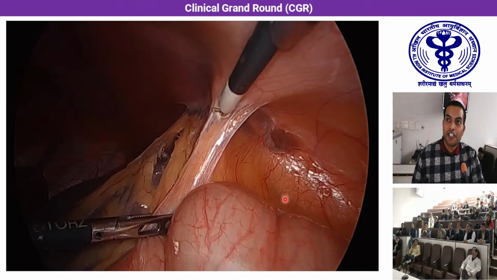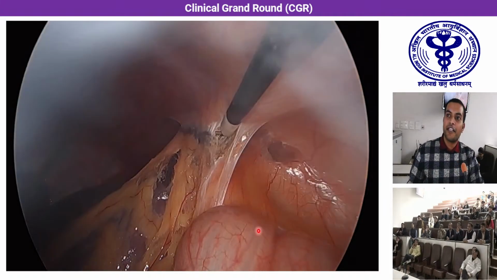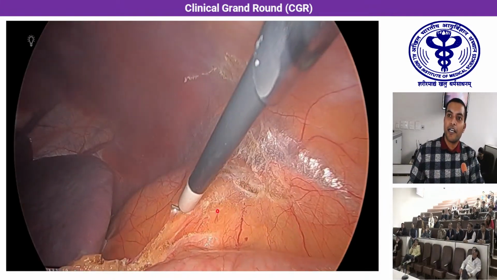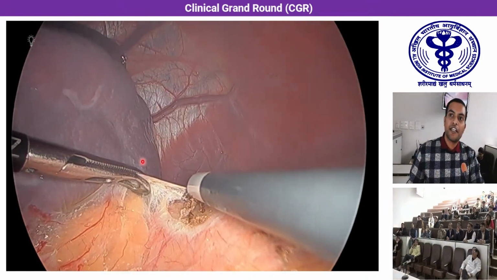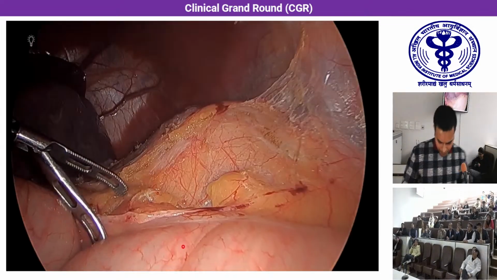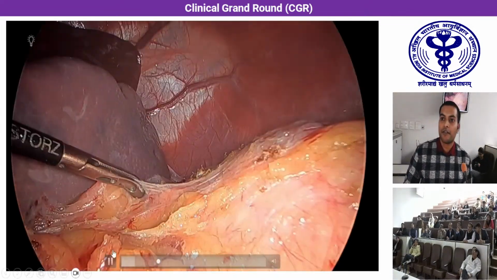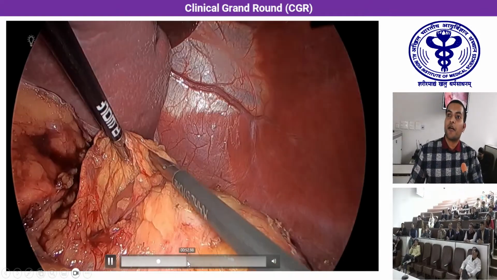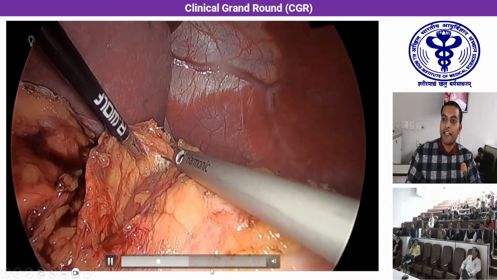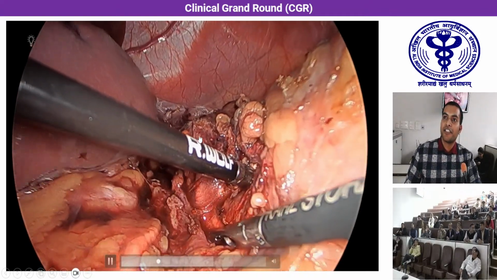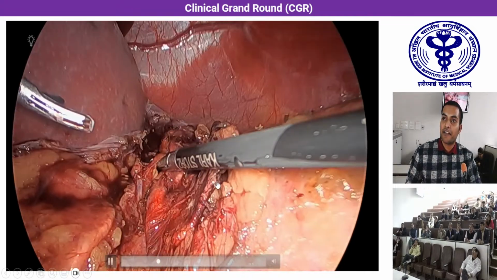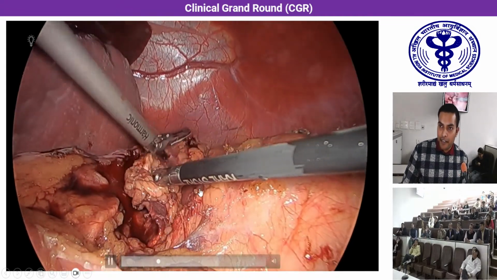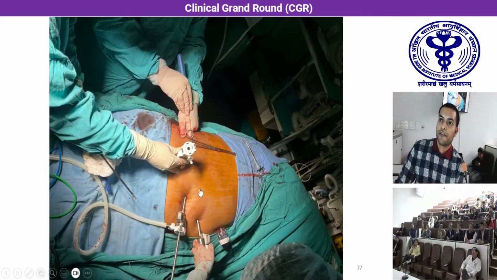So this is the surgical video of the same procedure. We see that the colon here is being mobilized, following which the spleen is being mobilized here. And then, dissecting at the upper pole of the kidney, we can identify the adrenal gland. So this is the adrenal gland which is being dissected. After clipping the vascular pedicle, it can be excised.